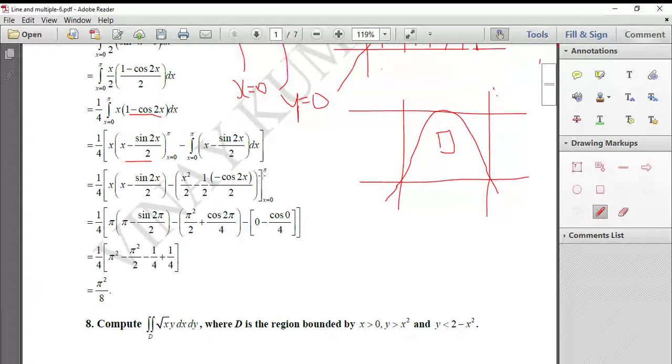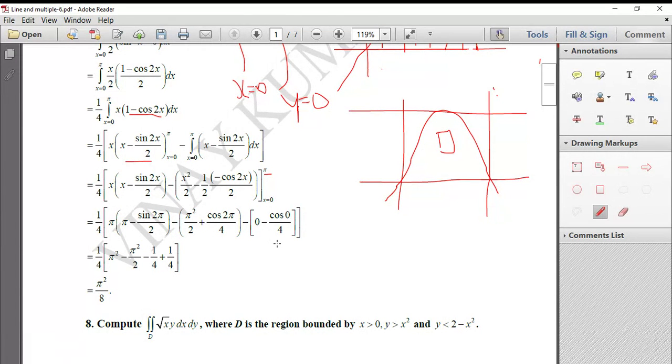Now apply the limit. If you apply the upper limit, let me keep 1 by 4 outside itself. Pi into pi minus sine 2 pi by 2 minus pi square by 2 minus into minus plus cos 2 pi by 4 minus, let us give the lower limit. 0 into anything is 0 minus 0 square 0 minus into minus plus, but plus into minus is minus. So minus will come cos 0 by 4. That's it.